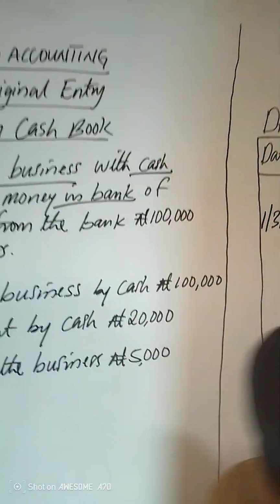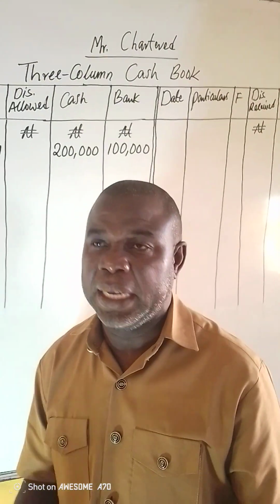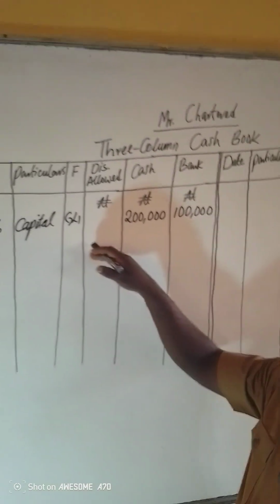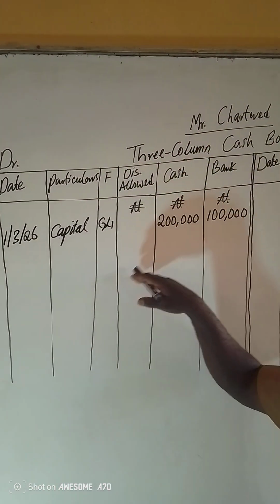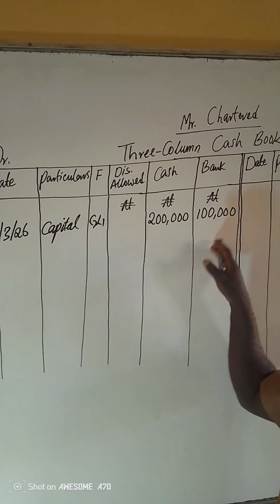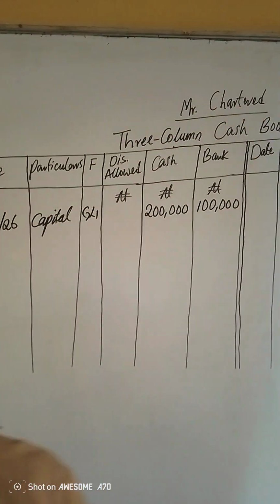Then you come here, you see debit. Mind you, don't forget the principle of cash book, that all money that comes into the business is debited. And that is why cash was debited with capital, because money comes to the business by way of cash and by way of bank. Now money is coming to the business by way of loan that was taken from the bank.